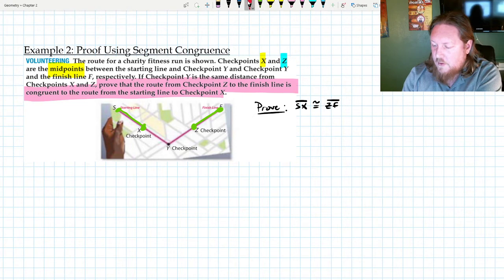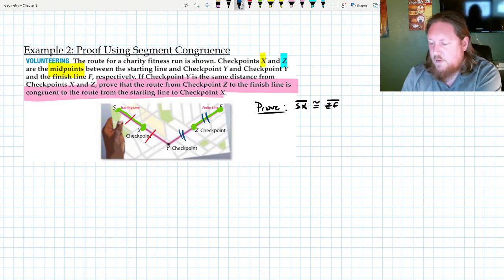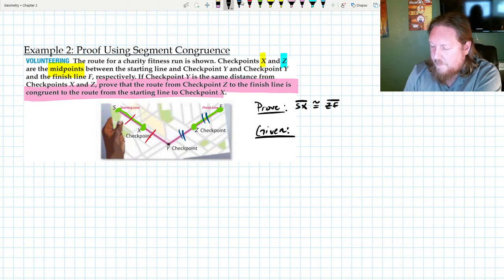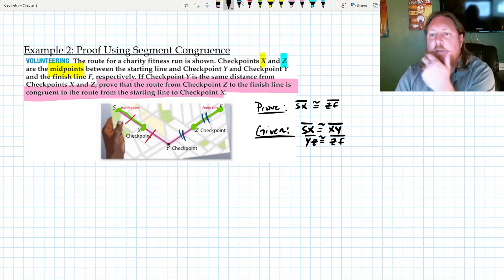They tell us that X and Z are midpoints of the segments. So these two segments are congruent. And they tell us that those two segments are congruent. So let's write that down in our given. SX is congruent to XY, and YZ is congruent to ZF. All right, is there anything else that's given to us?